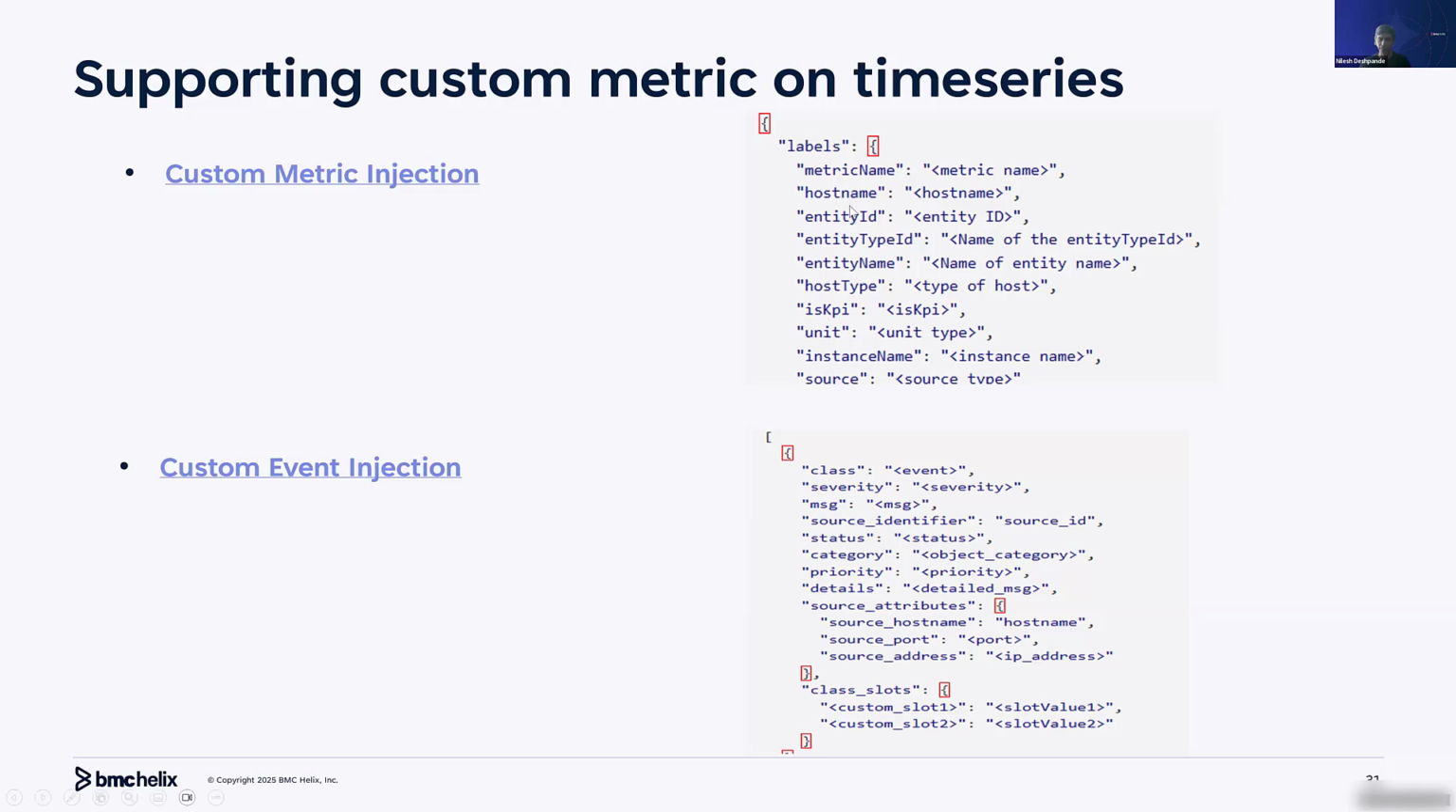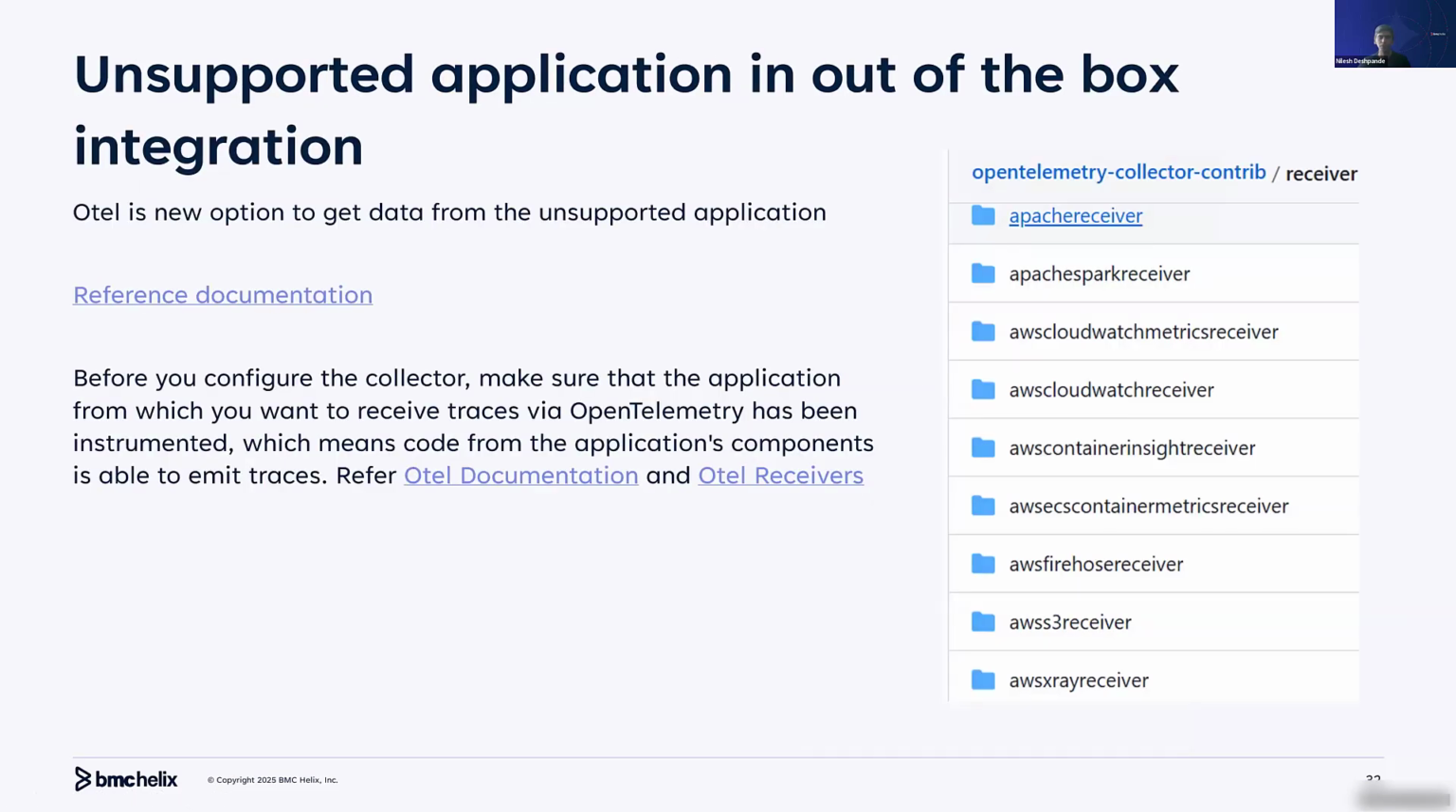Now, if I give one example, the host name on this, when you send out the metric, should match up with the source host name in the event so that they can be related. This is a small example, but very detailed documentation is already published. The other addition that we did on the BHOM AIOps is the support for OTel.